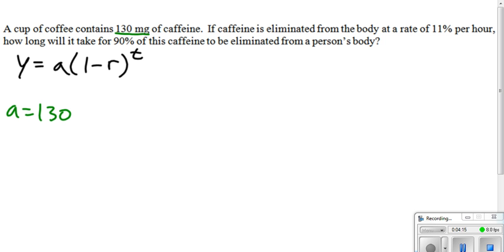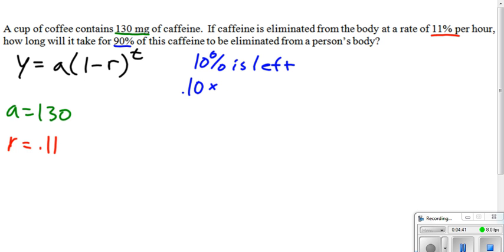We know that the rate of it disappearing is 11% per hour. R equals 0.11. Remember, we always express our percents in decimal form, 0.11. And if we want 90% of it to be eliminated, that's the same as saying 10% is left, and 10% is 0.10 or 0.1, and we take 0.10 of our initial amount, which was 130 milligrams, which means that we have 13 milligrams left. So our y value of how much is left is 13.